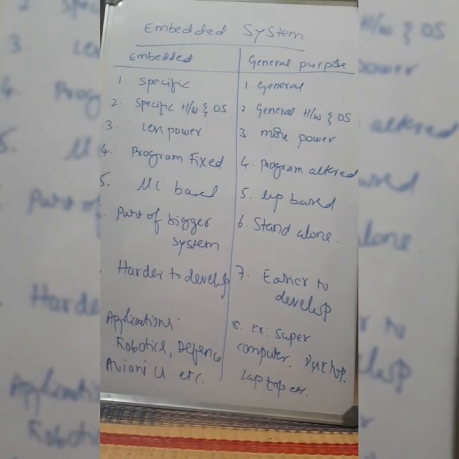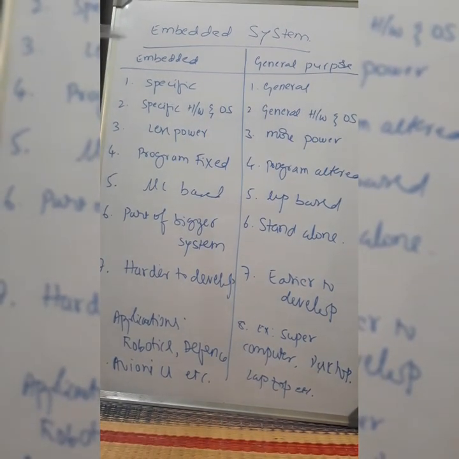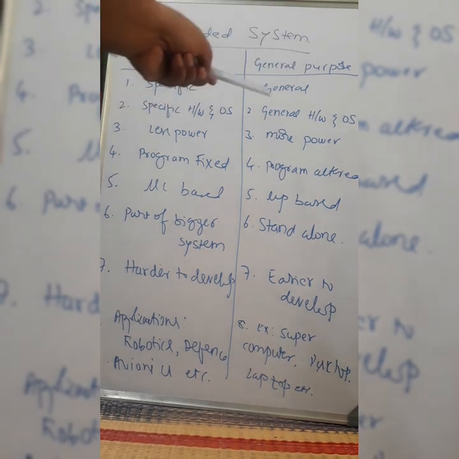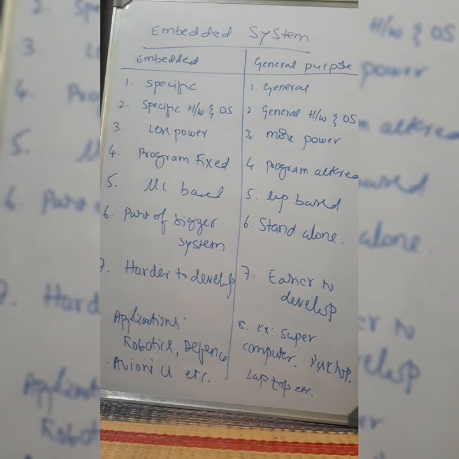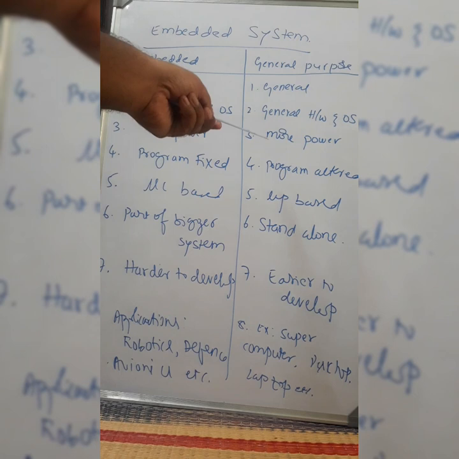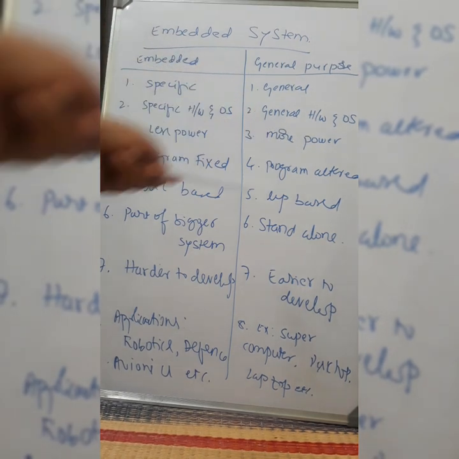Now let's compare an embedded system with a general purpose system. An embedded system is designed for a specific purpose, whereas a general purpose system is of course general. It can be used in any way the user wants. Embedded system will have a specific hardware and operating system, whereas general purpose can have a general hardware and operating system. Embedded system, because it comes integrated, of course uses less power. General purpose is assembled with all the units, so it requires more power.